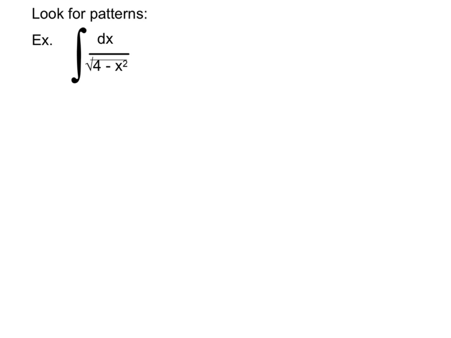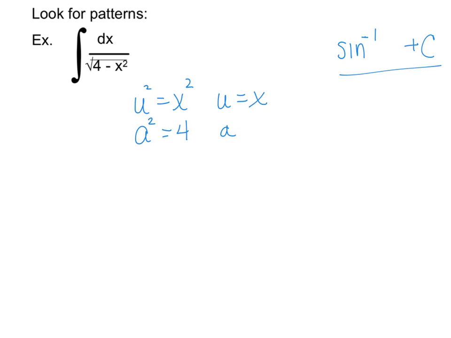Okay, so when we see something that looks like this, where we have dx over the square root of something squared, we're going to start to think that perhaps this is the arc sine, plus c. But we need to look here, and we can see that u squared is x squared, so that would make u equal to x. And then we also know that a squared is equal to 4, so a is going to be equal to 2. We'll take the principal root of this.